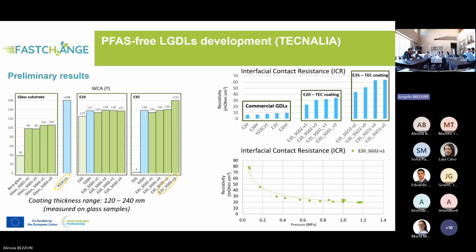The one on the left is lower, so that's probably what we are going to go on with. In the case of the other GDLs, it's just too much. And then here, for the moment we just did this on one of them. We wanted to see how the interfacial contact resistance changed with the pressure of the cell.